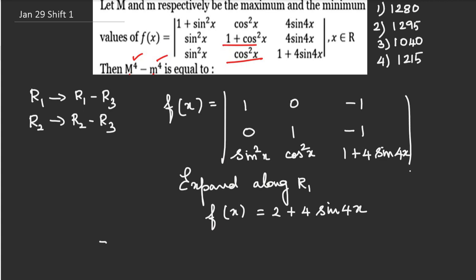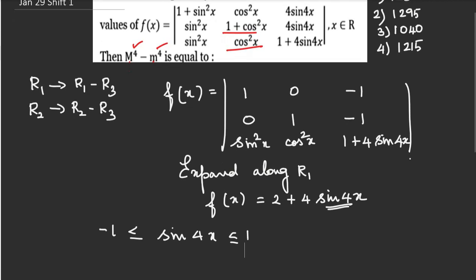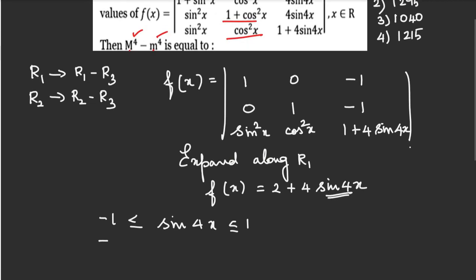Now we know that the range of sin 4x is minus 1 less than or equal to sin 4x less than or equal to 1. Now multiply throughout by 4. We get minus 4 less than or equal to 4 sin 4x less than or equal to 4. Next, since there is a plus 2, we add 2 throughout.